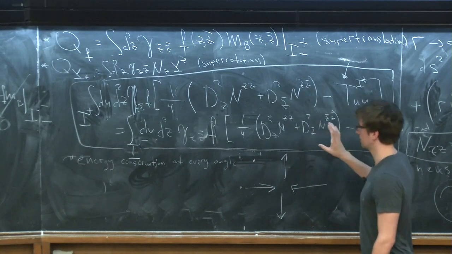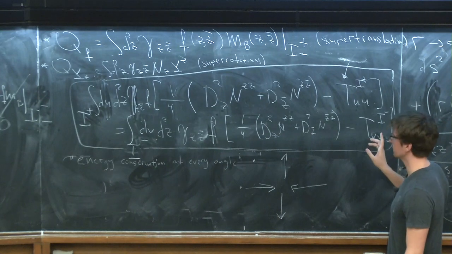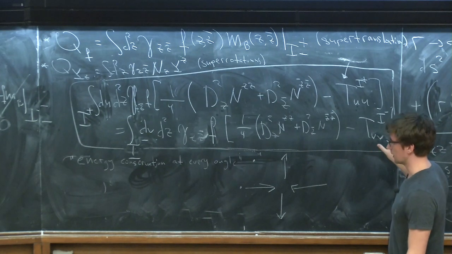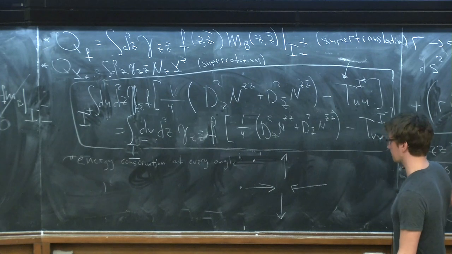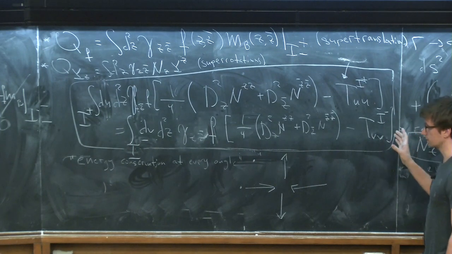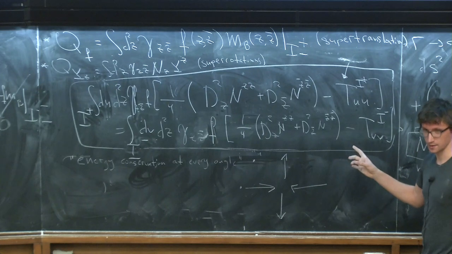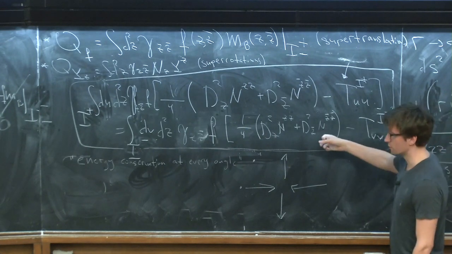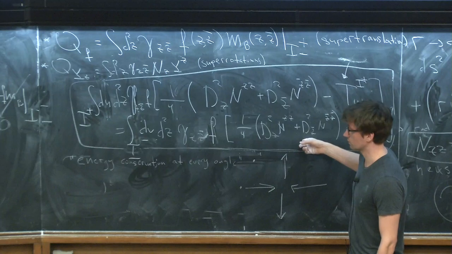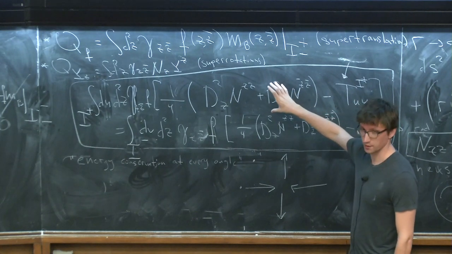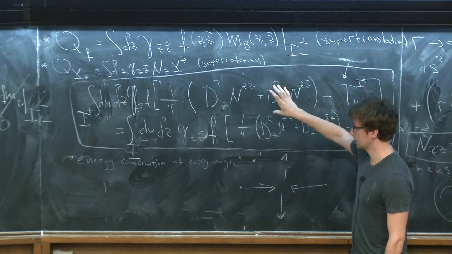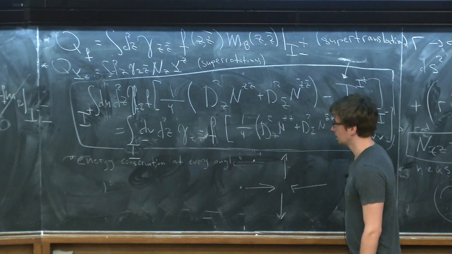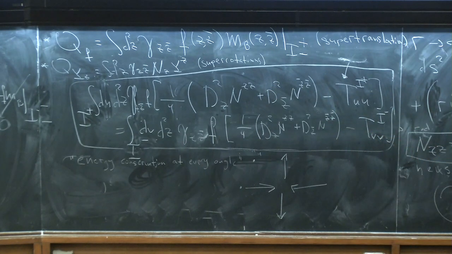So the way I find useful to think about it is that energy flux is not conserved at every angle, but it's remembered. If you take a flux plus memory in the past, it's equal to flux plus memory in the future along every angle. So that's what this supertranslation conservation is about. Any questions?